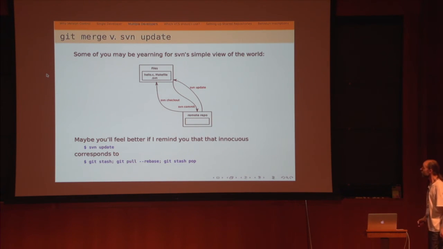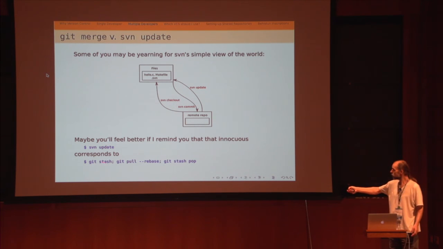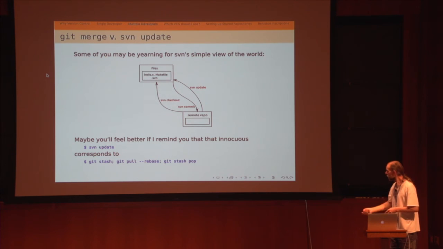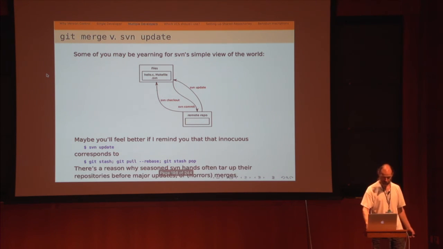However, actually you now know that under the covers, SVN update does a stash. It saves everything you've been working on. It does a pull --rebase, which is to make all the changes fit together nicely. And then it gets the stash of changes back. That's all very well when it works. The trouble is it doesn't always work. You get merges, complicated things happen.